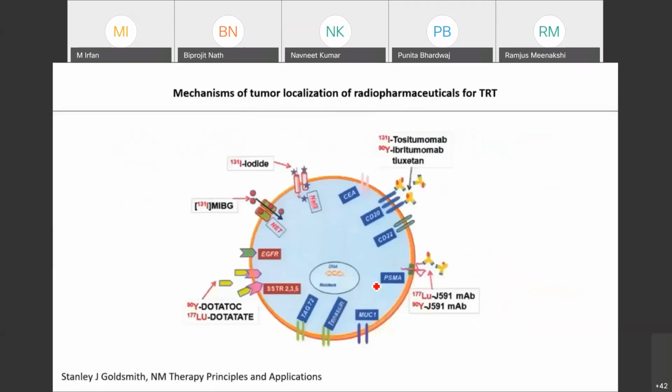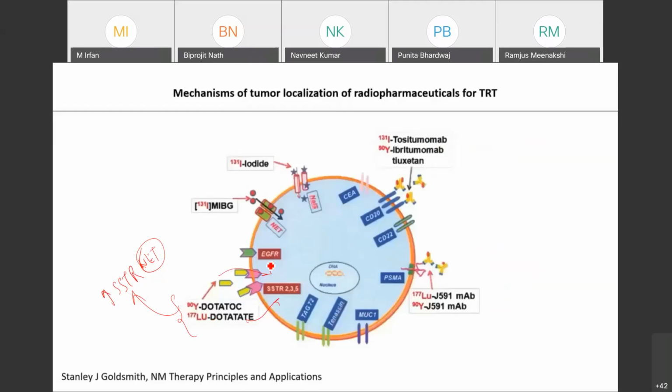And these are different mechanisms by which these radiopharmaceuticals localize to the tumor cell. For example, DOTA-TOC, DOTA-TATE with yttrium-90, DOTA-TOC, DOTA-TATE with lutetium. These bind to the highly expressed SSTR receptor, and these SSTR receptors are highly expressed on the NETs, neuroendocrine tumors. So by this receptor ligand interaction, the yttrium-90 label binds over there, irradiates the tumor cell, and hence the tumor shrinks in size post irradiation.